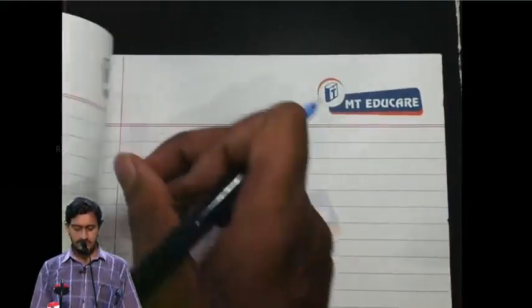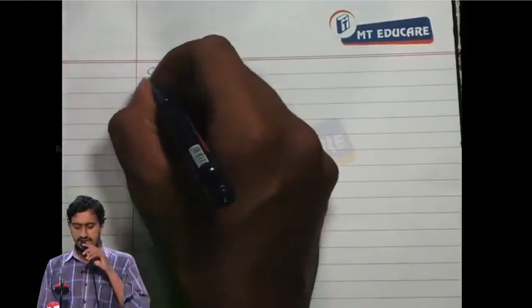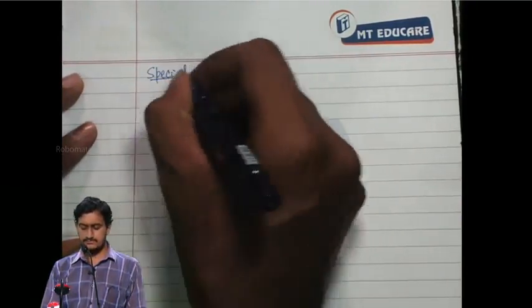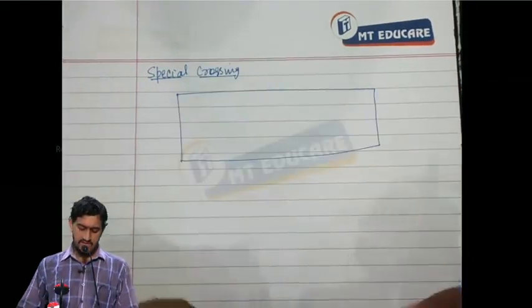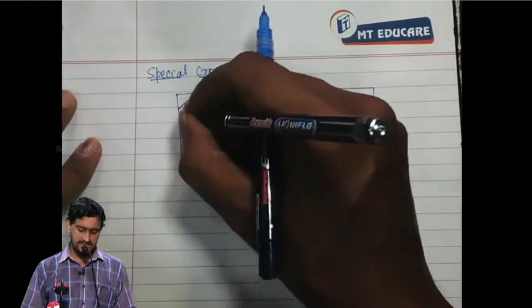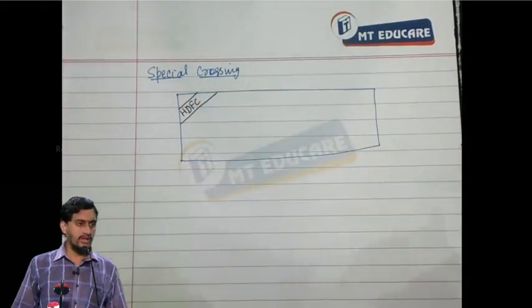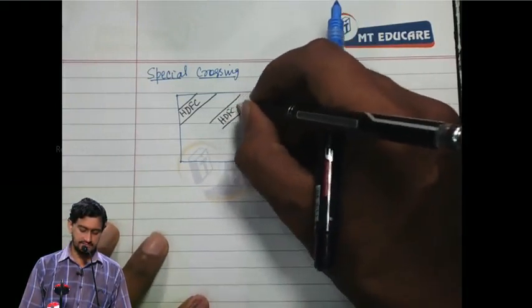I will give you time to copy. For the time being, you just listen to me. What is special crossing? See, in the case of a special crossing, what happens? Same story. When I draw two transverse parallel lines, I specify the name of a banker here.